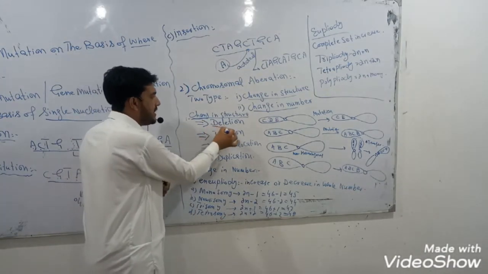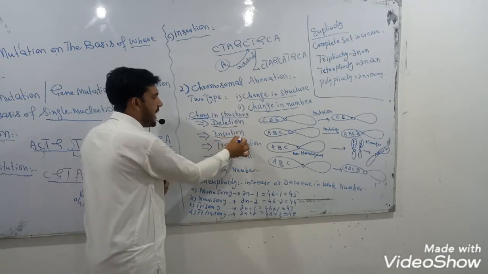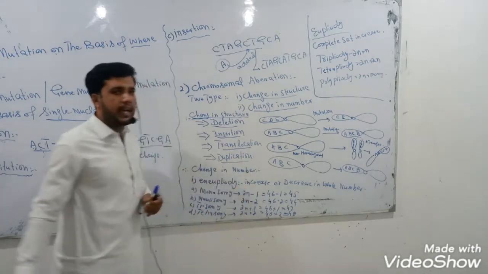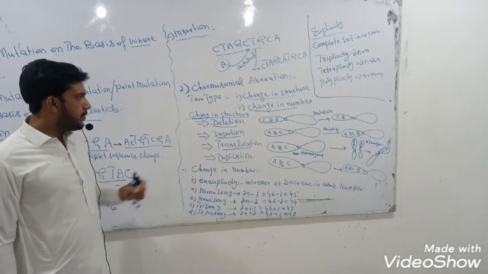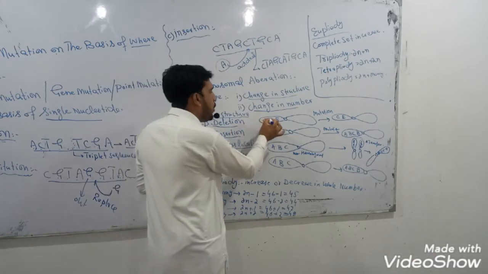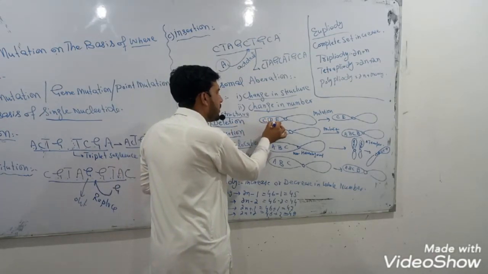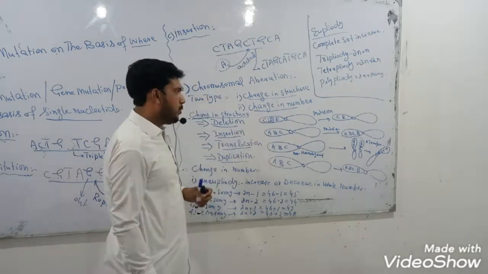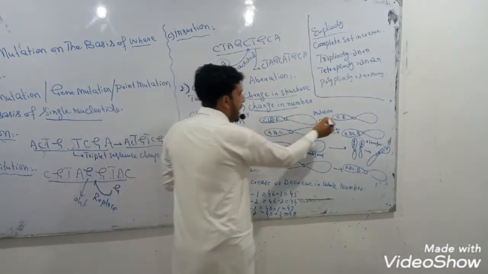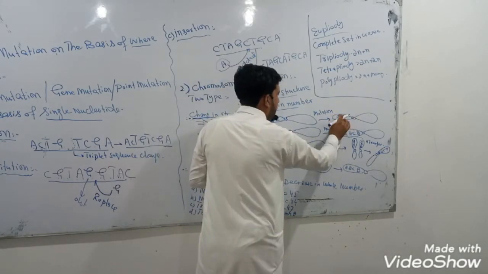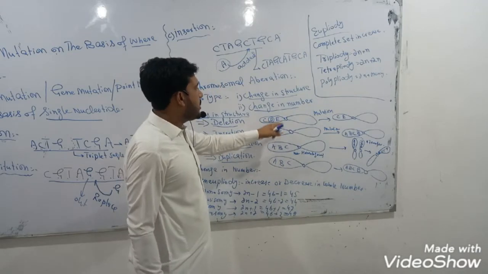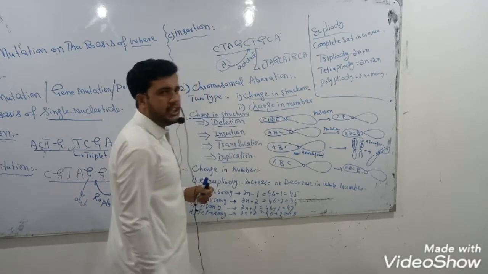The first one is the deletion, the second one is the insertion, the third one is the translocation, and the fourth one is the duplication. Now come to the deletion. In deletion, one codon is lost. Consider this chromosome. After mutation, due to the XYZ region, the D is lost, and the new structure has C and E. This type of mutation is known as deletion.